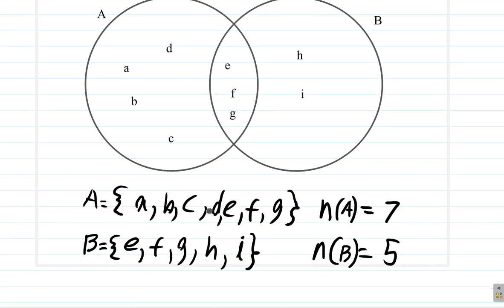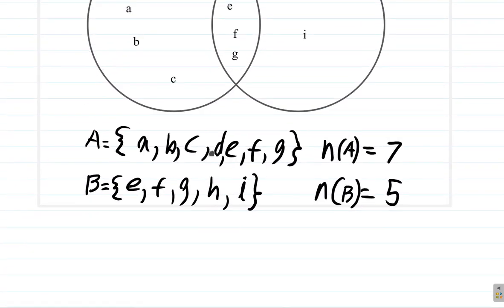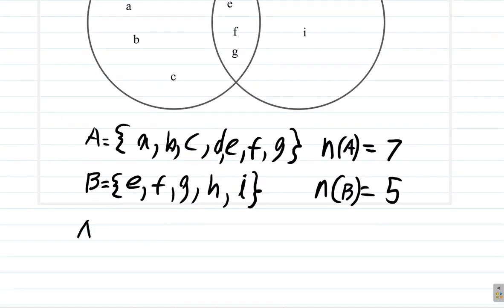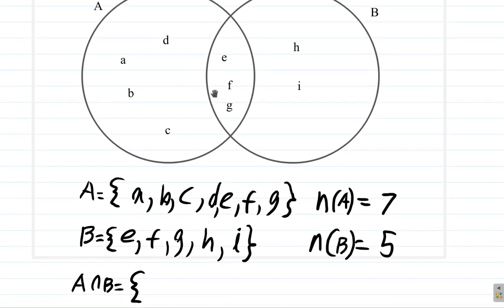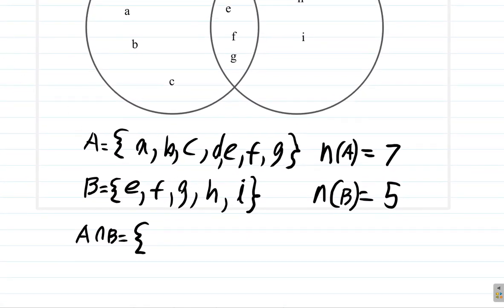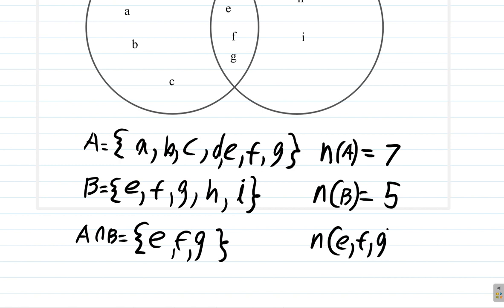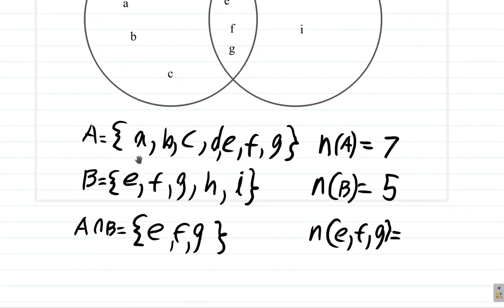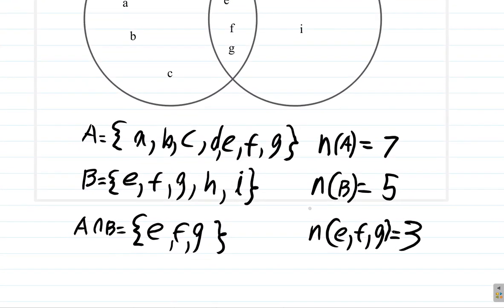Now, the elements in A intersect B are what? A intersect B are the elements E, F, G. Okay, we see that. We have E, F, and G. What's the number of elements in set E, F, G? We have 3 of them. So that is equal to 3.